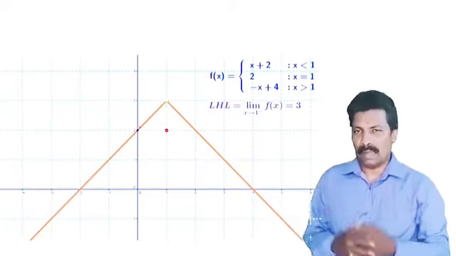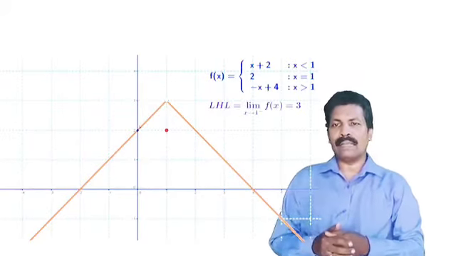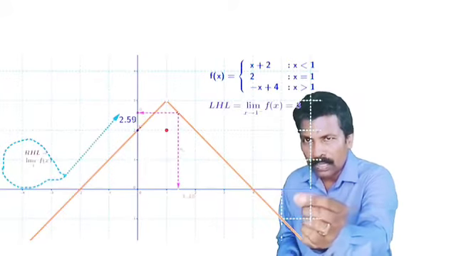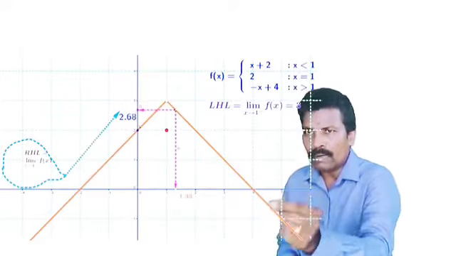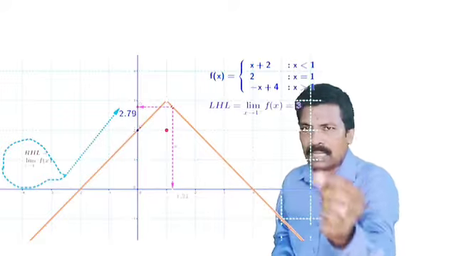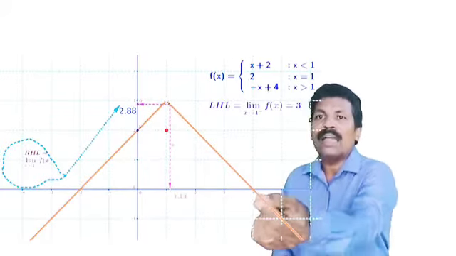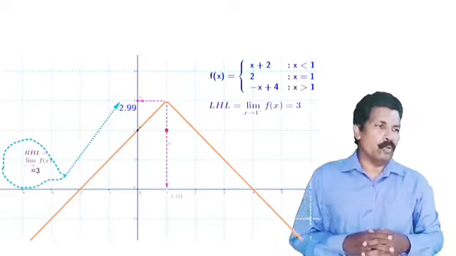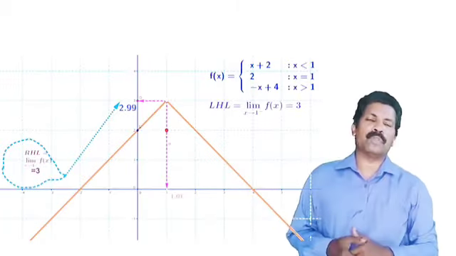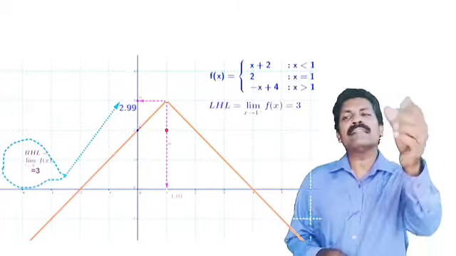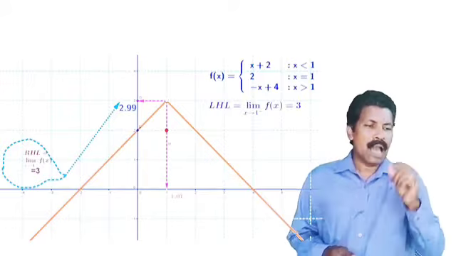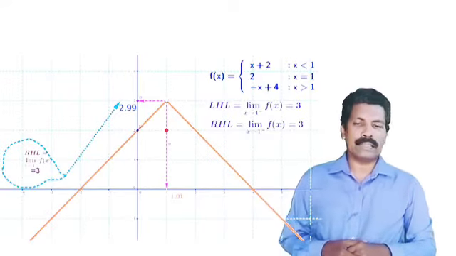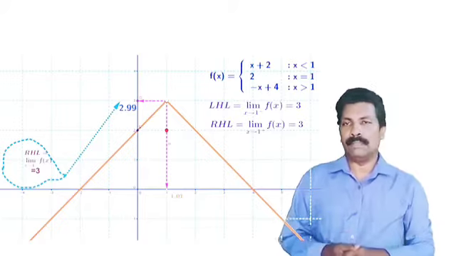Now what about RHL at x equal to 1? So we are taking values slightly greater than 1 but approaching 1. See, x is approaching 1 and f of x is approaching 3. So the tending value of f of x is 3. So we can say the right hand limit here, that is RHL, is equal to the limit of f of x as x tends to 1 plus is equal to 3.